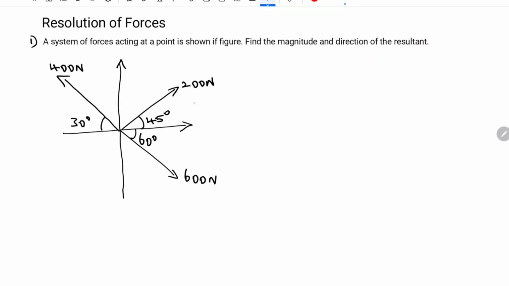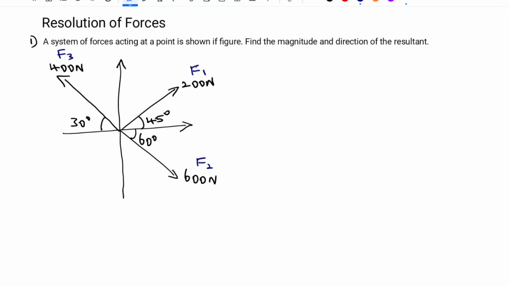So this is the given diagram. Three forces are acting. One is 200 Newton at an angle of 45 degree and 600 Newton at an angle of 60 degree. The third one is 400 Newton at an angle of 30 degree. So now our objective is to find out the magnitude and direction of the resultant. So let us consider this as F1 and the 600 Newton as F2 and the third one is F3.